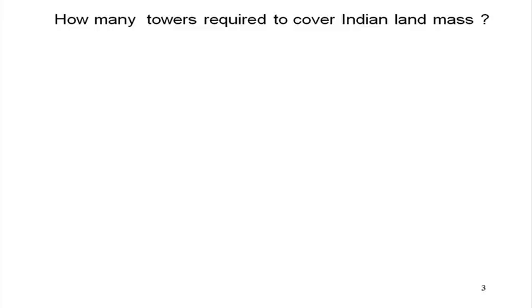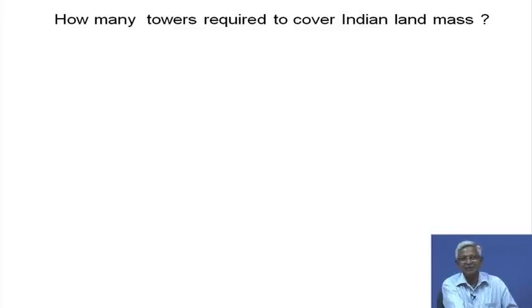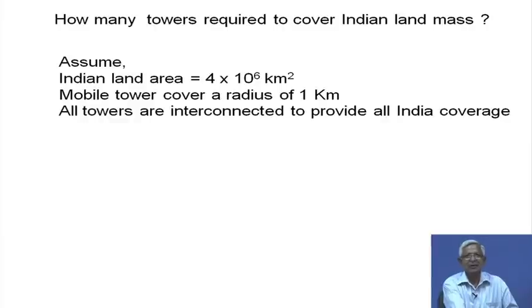So, let us do a very small interesting calculation. This is just for fun. How many cellular towers are required to cover the Indian landmass? Let us take very simple numbers. Let us say the Indian land area is about 4 million square kilometers, and a mobile tower can cover a radius of 1 kilometer for simplicity, and let all the mobile towers be interconnected to provide a true all-India coverage. Any geographical place in the Indian landmass is covered. Let us take this problem.